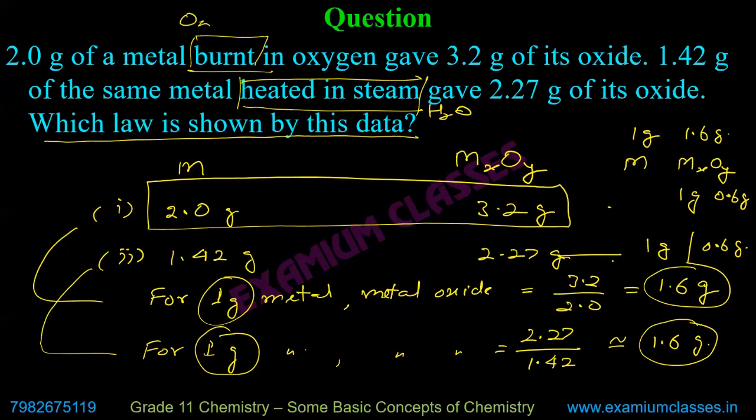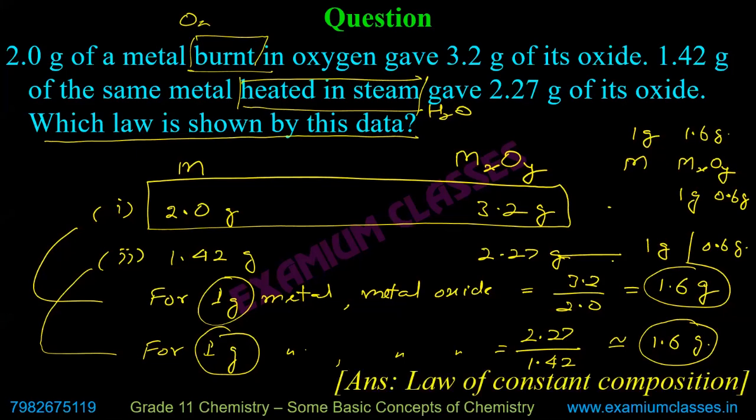Composition is same. 1 gram metal is present in 1.6 grams of metal oxide, whether we obtained it by burning or whether we obtained it by heating in steam. So it will be the law of constant composition.